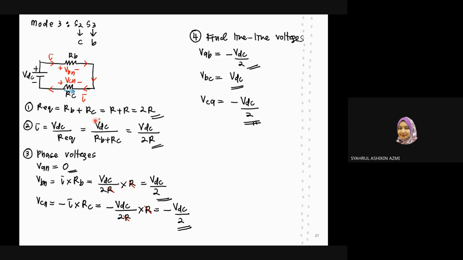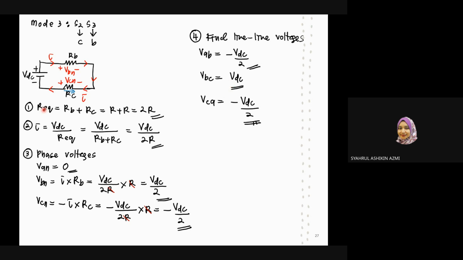For unbalanced load, you can directly use this equation, which is I equals VDC divided by RB plus RC. Phase voltage VAN will be equal to 0 since no switch is turned on for phase A. VBN is VDC over 2, and your VCN will be equal to negative VDC over 2. And this is for the line-to-line voltage. VAB will be equal to negative VDC over 2. VBC is positive VDC, and VCA is negative VDC over 2.